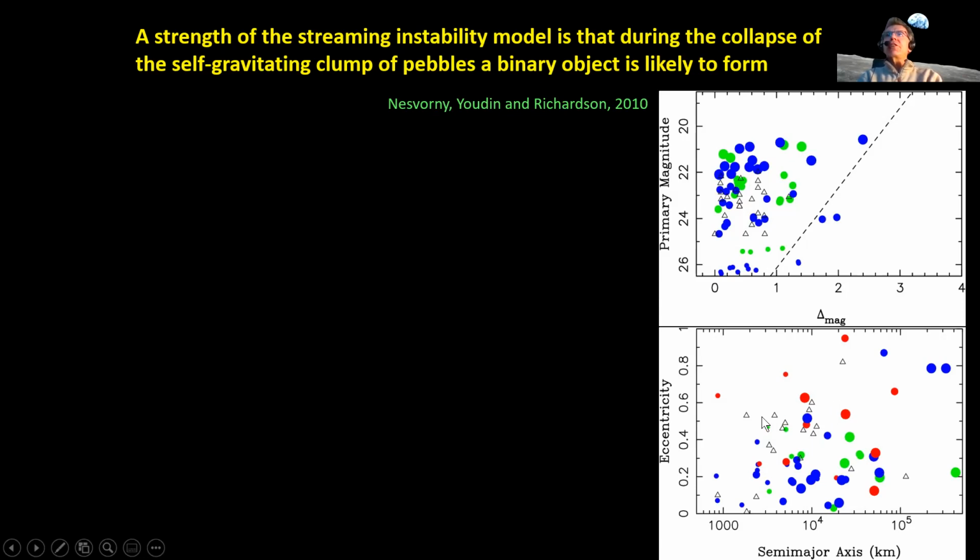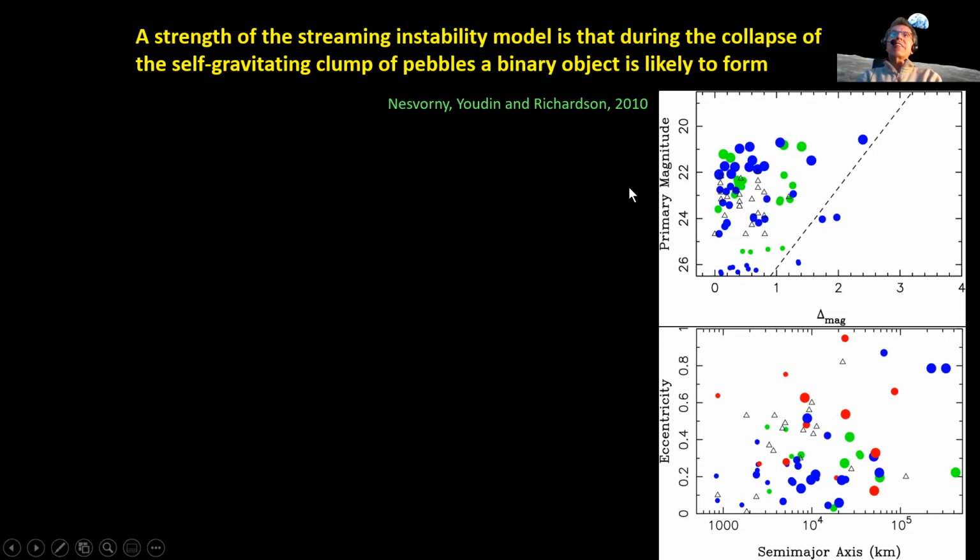Another important observation, as I said, is that these binaries are made of 2 components which roughly have the same size. The difference in size is very small. The difference in magnitude is a proxy of the difference in size. And here again, you see the typical difference in magnitude of the real binaries observed in the Kuiper belt, and the color dots show the difference in magnitude predicted by the model.